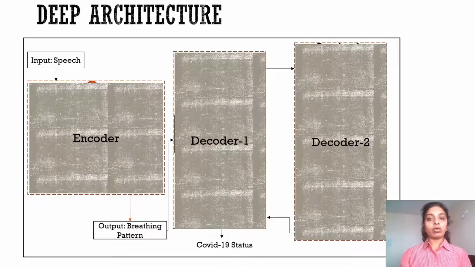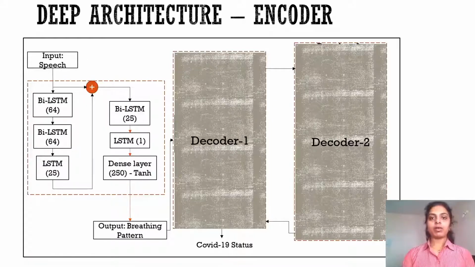Uncovering the encoder and decoder blocks. The speech signal represented with 27 features is fed to the encoder. It comprises 2 bi-LSTMs followed by an LSTM, then a bi-LSTM and again an LSTM layer. The nodes of each layer are as shown in the brackets.